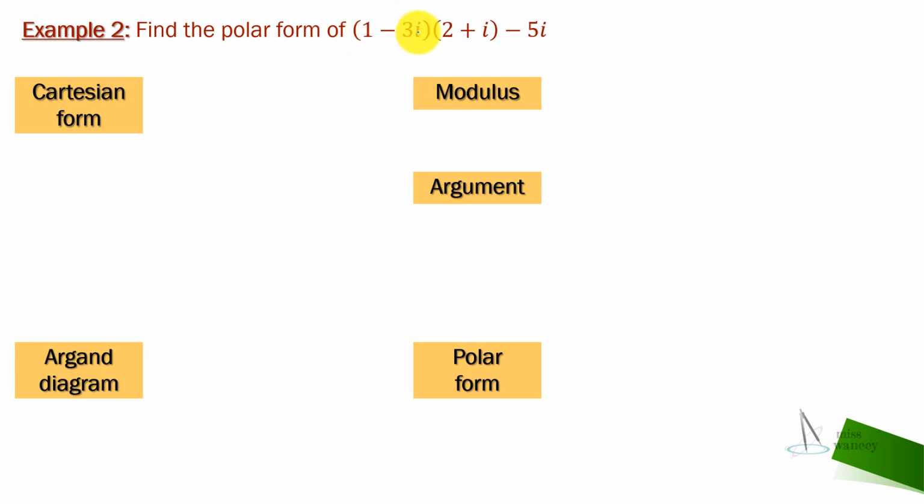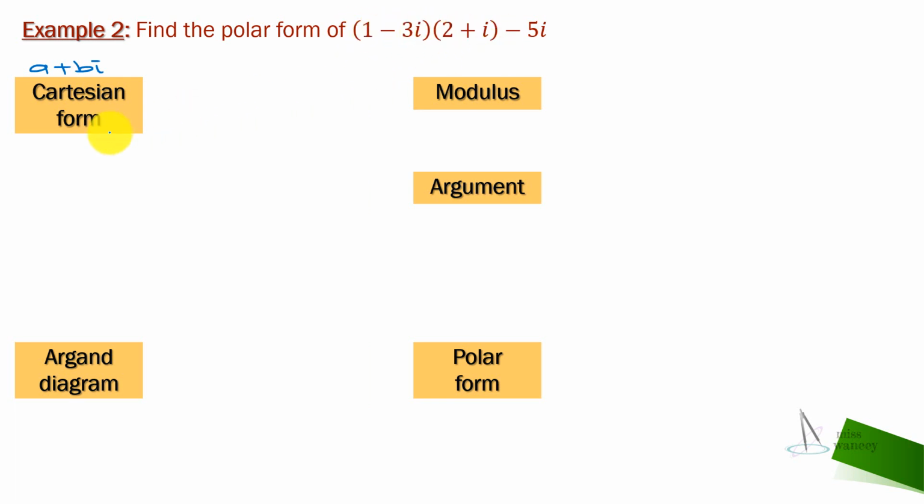Find the polar form of (1 minus 2i) times (2 plus i) minus 5i. Like I told you before, in order to do the polar form, we have to start from the Cartesian form. I don't have it in Cartesian form yet, because in Cartesian form we must have it in the form of a plus bi. I cannot have any mixture like this. So let us expand and simplify first.